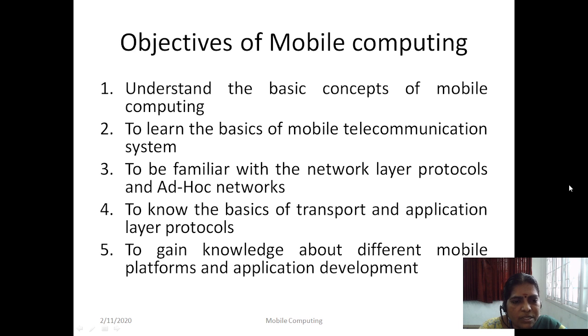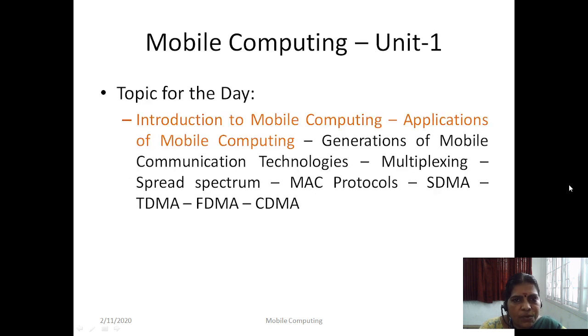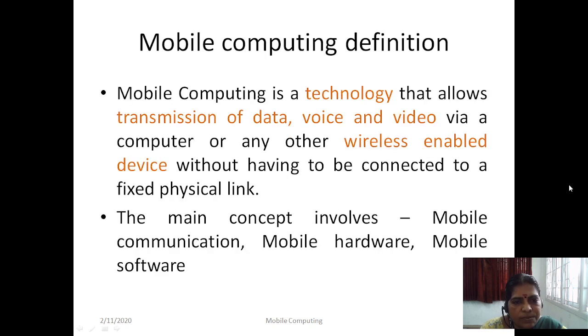So with these objectives and with these five outcomes, that is explain the basics of mobile telecommunication systems, illustrate the generations of telecommunication systems in wireless networks, determine the functionality of MAC network layer, explain the functionality of transport and application layers, and develop a mobile application using Android. So with these outcomes, we are getting into the subject, that is mobile computing. So the topic for today is Introduction to Mobile Computing and Applications.